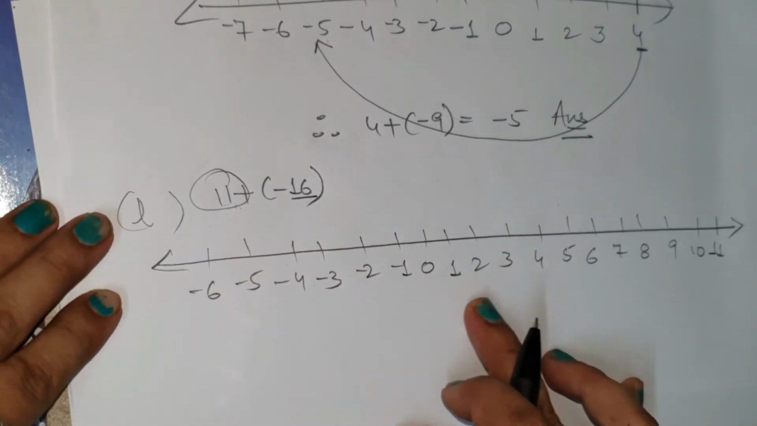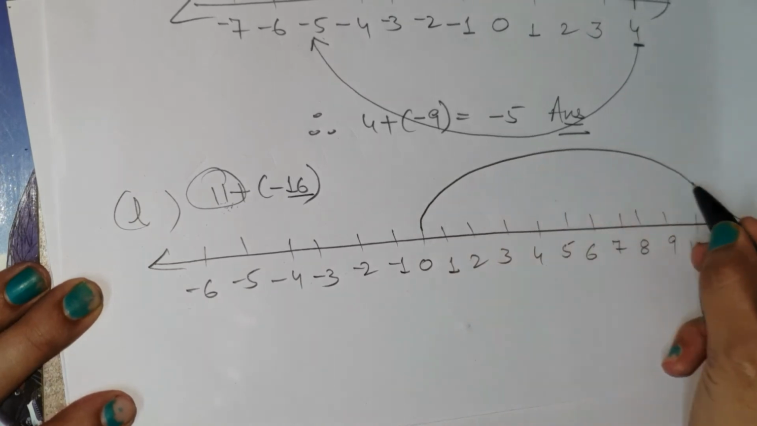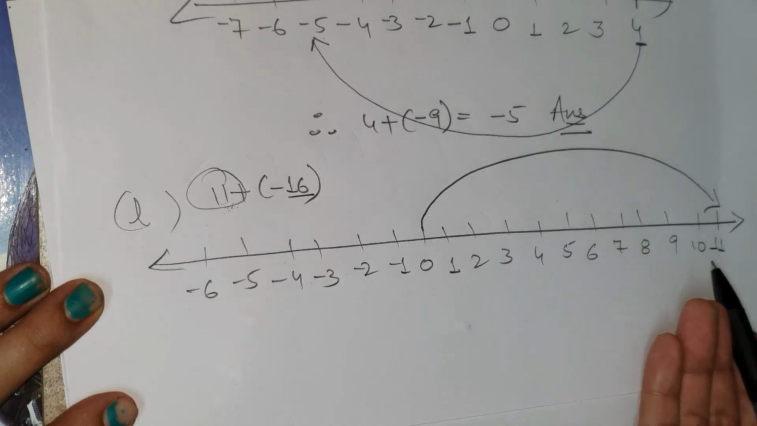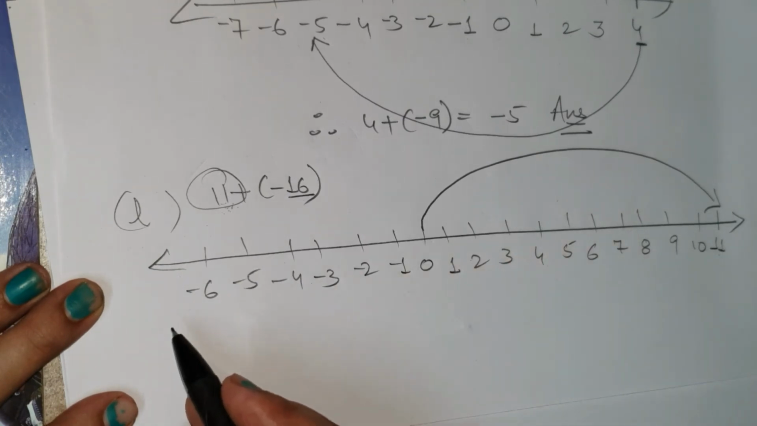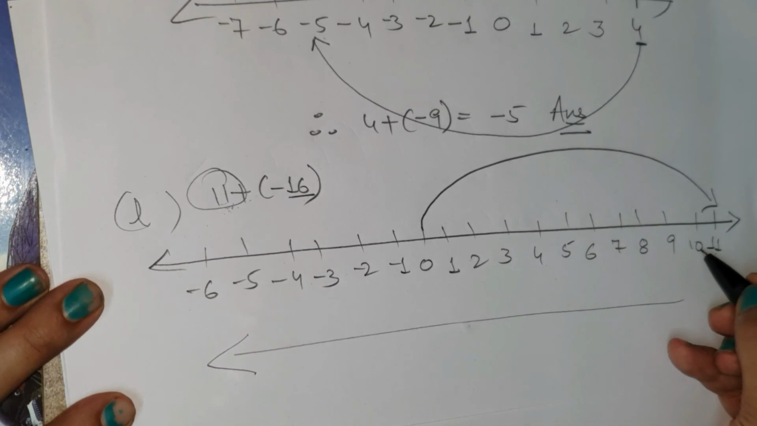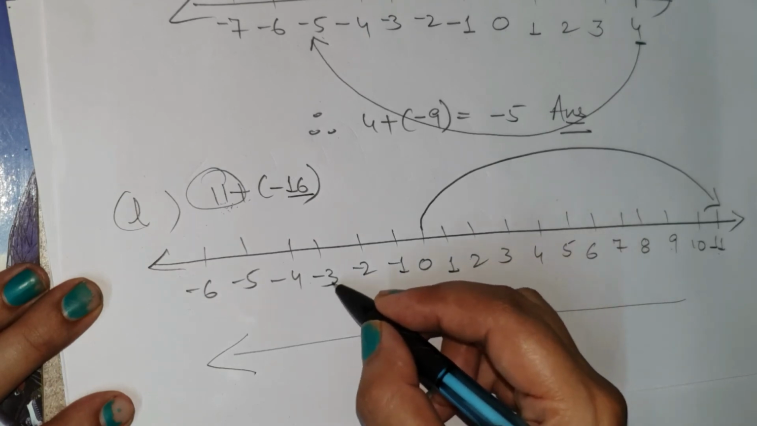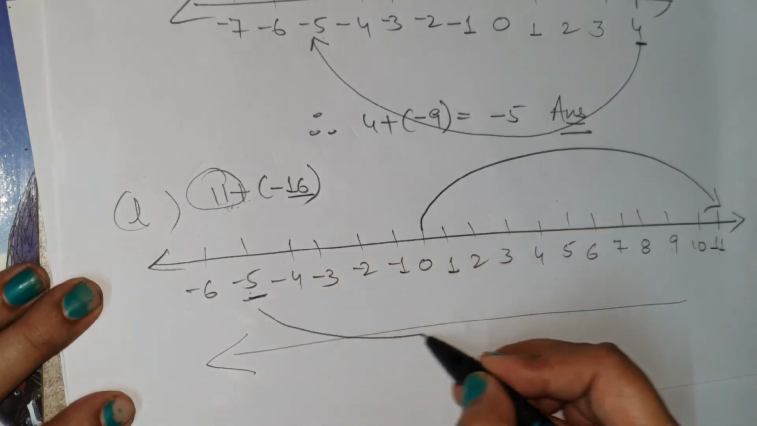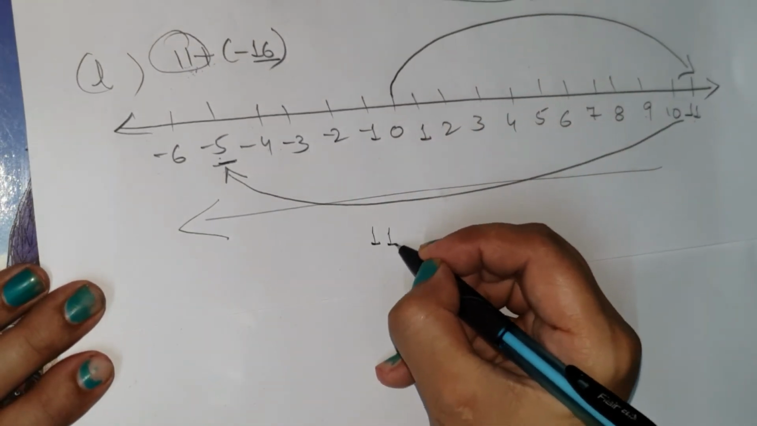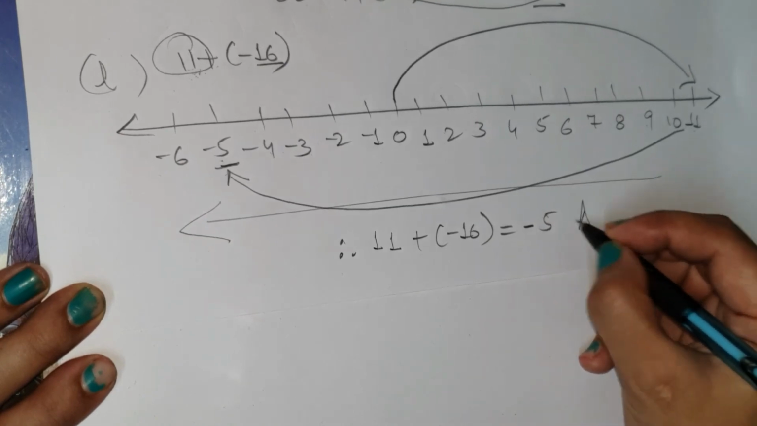Okay. So from 0 firstly we have to move towards the positive side, that is towards 11. So from 0 just jump towards 11 on the right hand side, and now from 11 you have to count 16 steps towards the left hand side. Okay, because it is minus, and for minus you have to move towards the left hand side. So count the 16 numbers from 11. 1, 2, 3, 4, 5, 6, 7, 8, 9, 10, 11, 12, 13, 14, 15, 16. So -5. So from 11 you will jump towards -5. Okay. So therefore your answer will be: 11 plus -16 will give you what? It will give you -5 as the result.